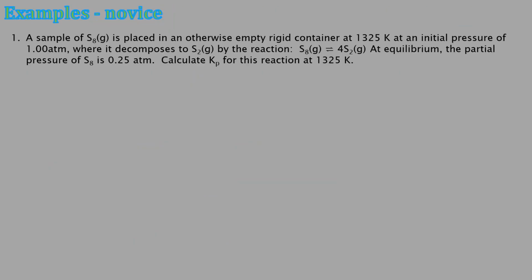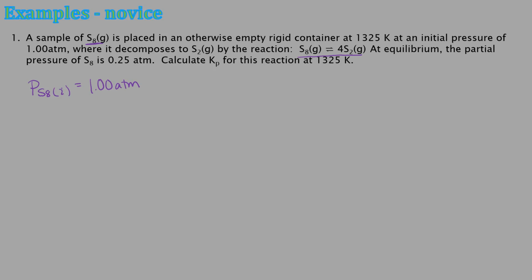This first example is a pretty easy example. We're given a reaction right here, and it says that this reaction is happening at 1325 Kelvin, and we have an initial pressure of 1 atm. That's of S8. So I have an initial pressure of S8 equal to 1 atm.